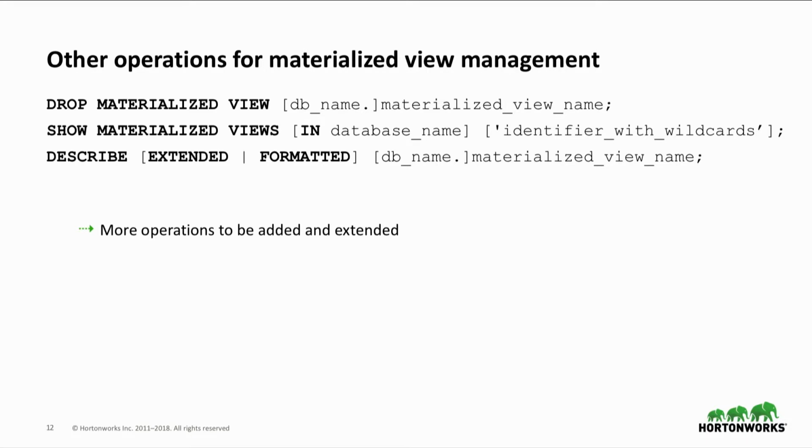And some other basic operations for the management of materialized views that we introduce. Drop materialized view, that's evident. Show materialized views, so that's just to know which materialized views are in the system. I think right now it doesn't provide much information except the name of the views, but it will probably be extended to show some other useful information. And then you can extract detailed information about the materialized view with describe, extended, or formatted.